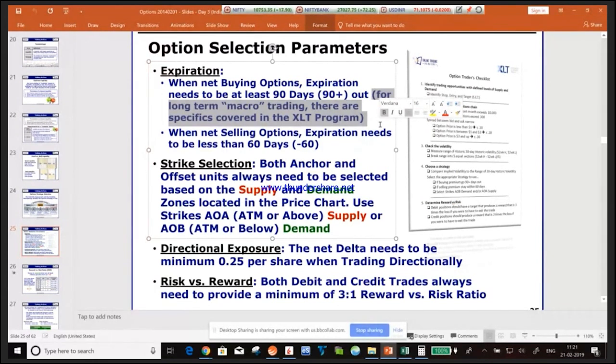Nifty does have them, but it is not liquid. When net selling options, expiration needs to be 60 days or less. So when you're selling options, first try the front month. If you don't get the risk-reward, then go to the next month. And when you're buying options, you'll always have to try a minimum of 90 days, that is 3 months from now.